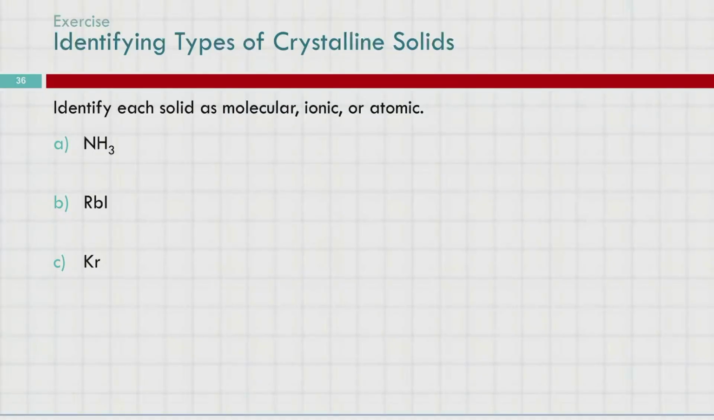What kind of compound is NH3? Yep, that's right. It's a molecule. NH3 is a molecule, and so it's going to be a molecular solid.